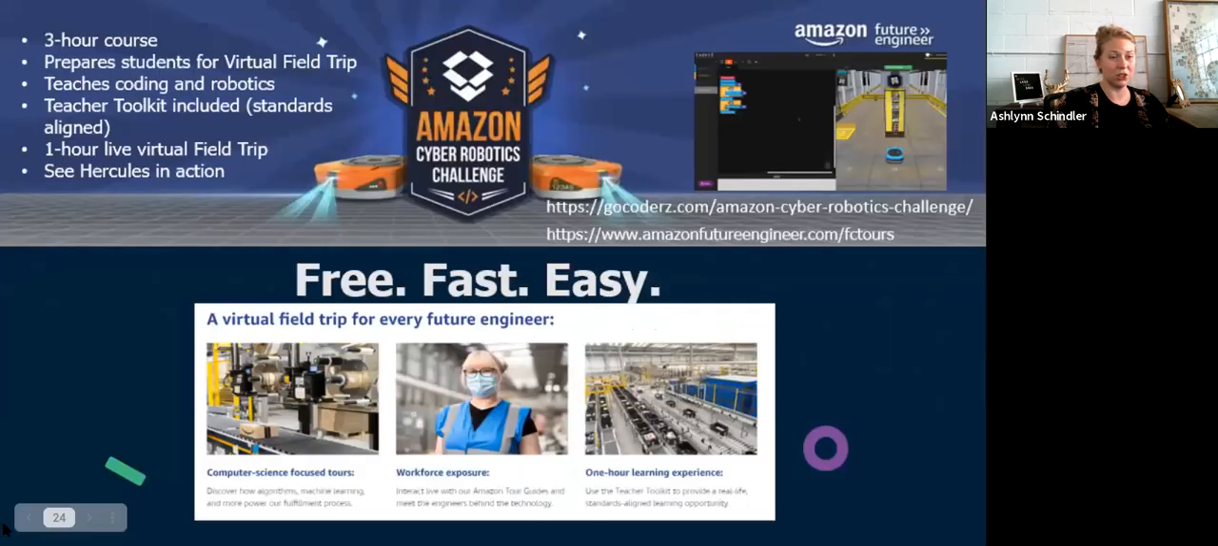Something that Gail mentioned is, I think, really interesting. She talked a little bit about the Amazon Cyber Robotics Challenge. Now, the Amazon Cyber Robotics Challenge is a great toe dip into CoderZ for your students. It is a 3-hour course where your students have a very concrete task they have to accomplish. They have to work with the robots in an Amazon fulfillment center to get a package delivered to their best friend in time for their birthday, which I'm sure we've all ordered that last minute gift on Amazon and really, really hoped that that 2-day prime shipping is going to actually pull through.